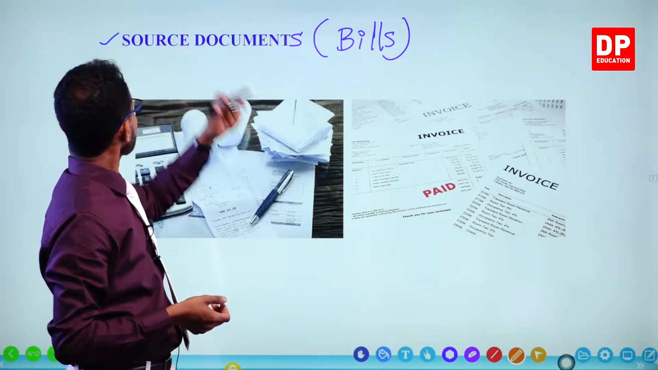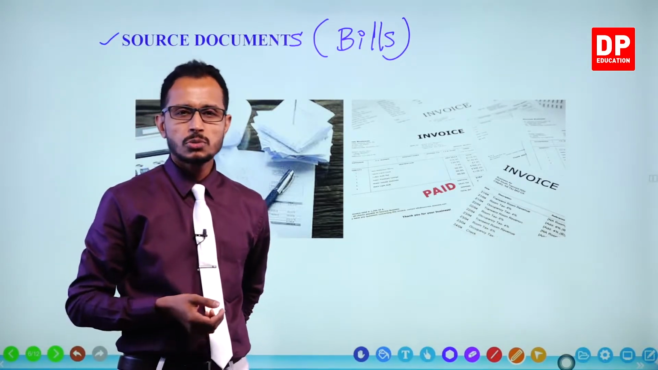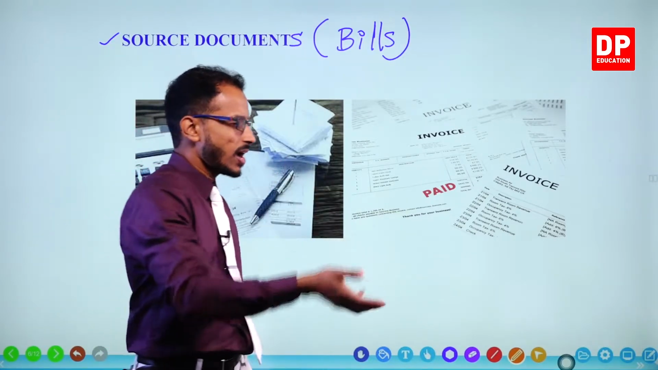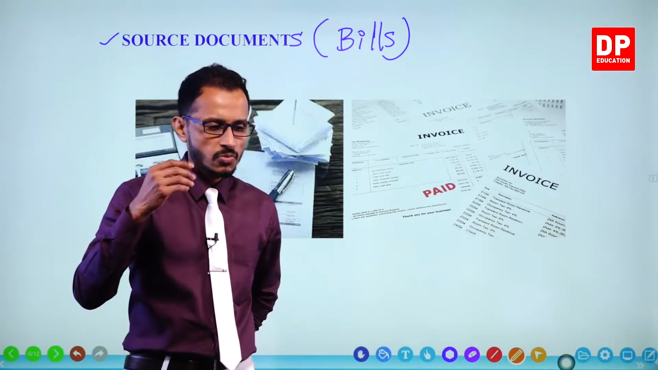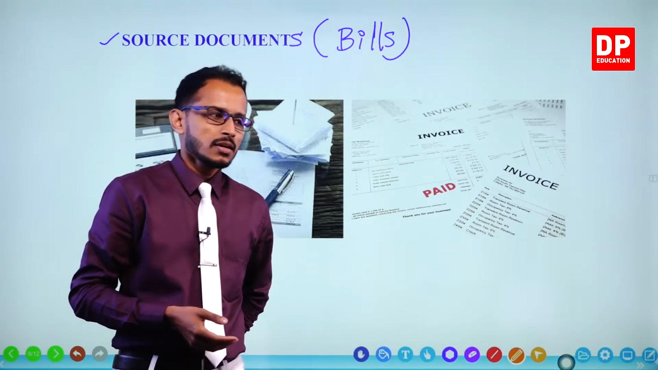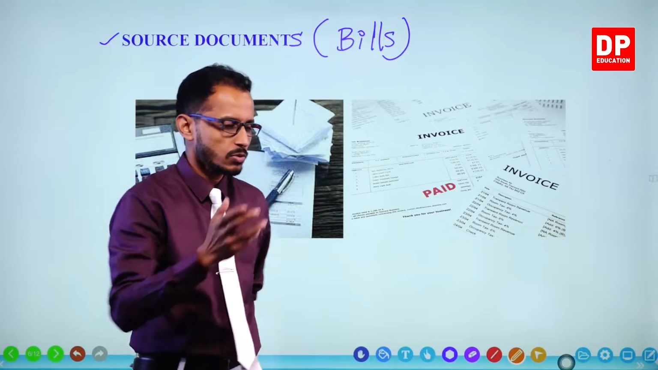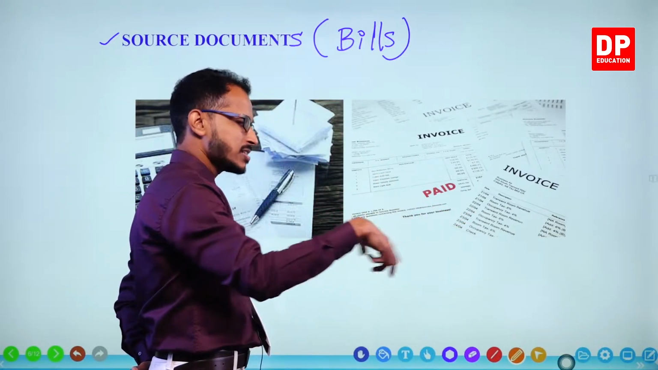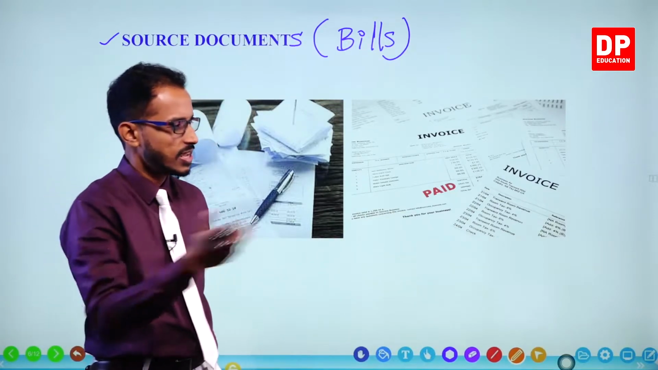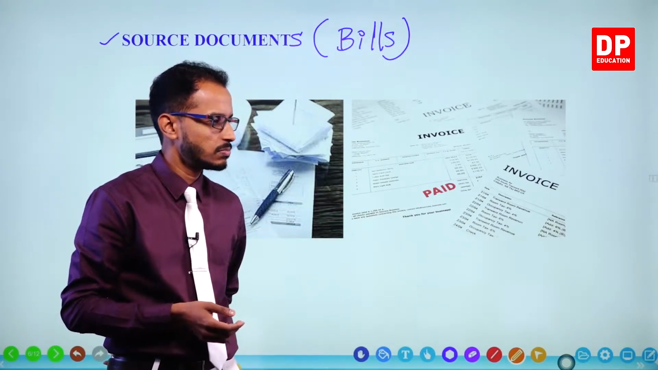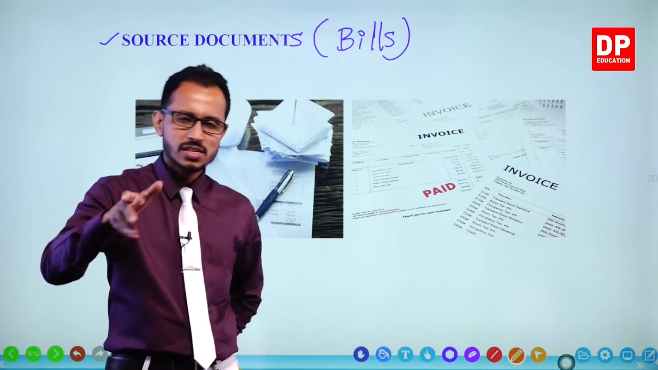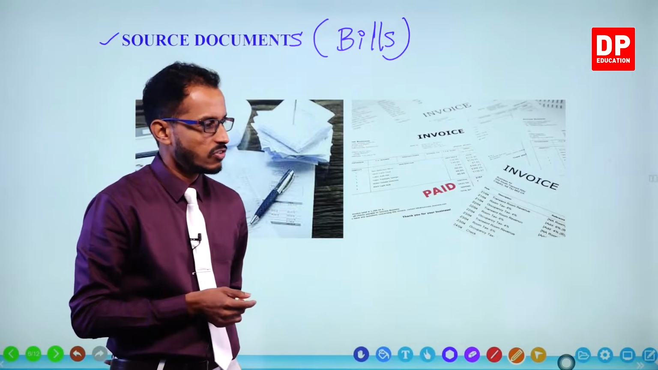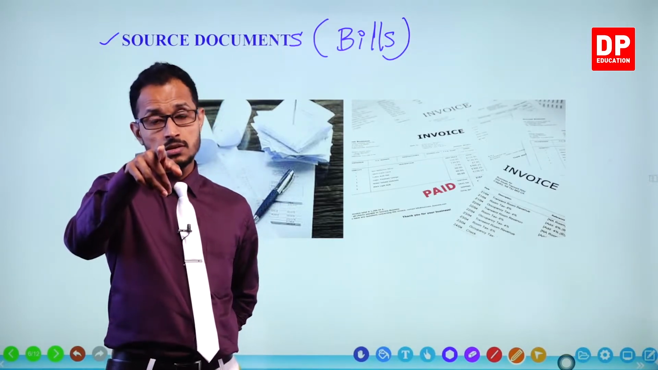Source documents are called bills in our day-to-day lives, like when you go to the market, to a shop, somewhere to buy something. Let's say you go to the nearby hardware to buy some nails, sellotape, brushes and brooms, cleaning materials, and your father says to get the bill.